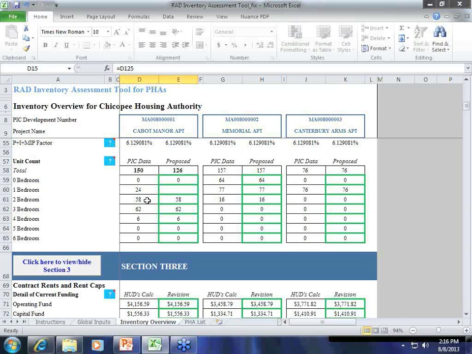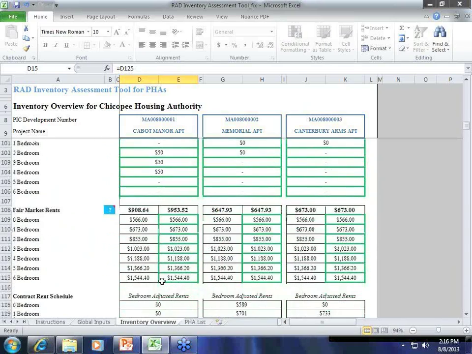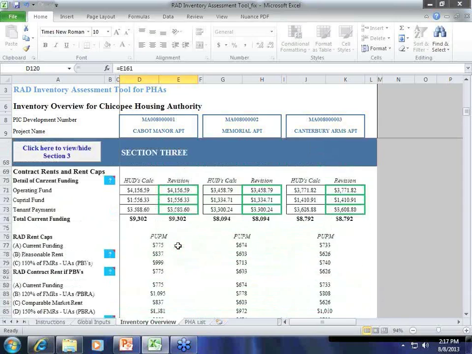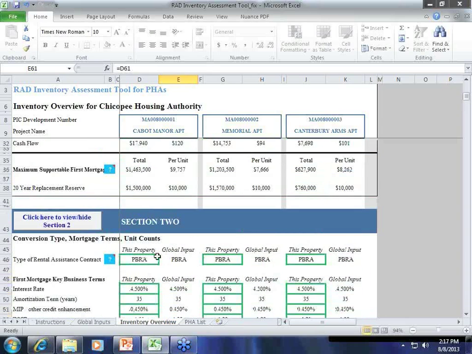Another area I want to point you to, besides this row on where you actually change the unit counts, if you scroll further down to rows 118 through 125, you'll see the actual contract rent schedule, where it tells you what the rent schedule would be for each bedroom size. So in this case, a 2-bedroom is worth $729, a 3 is $873, and the 4 is $1,013. So I'm going to scroll back up and change my assumption back so that those 24 units are actually included in the conversion as well.